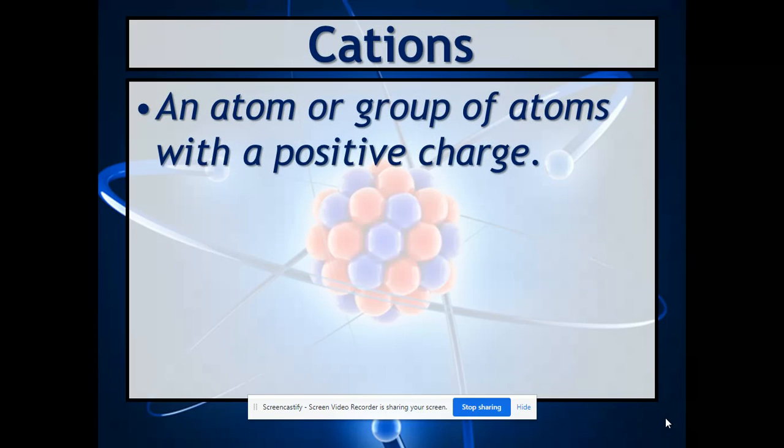So we have two types of ions based on their charge. We have positive ions known as cations. So cations are an atom, or again a group of atoms, that have a positive charge. So anything that has a positive charge, doesn't matter if it's +1, +2, +7, it'll be a cation.